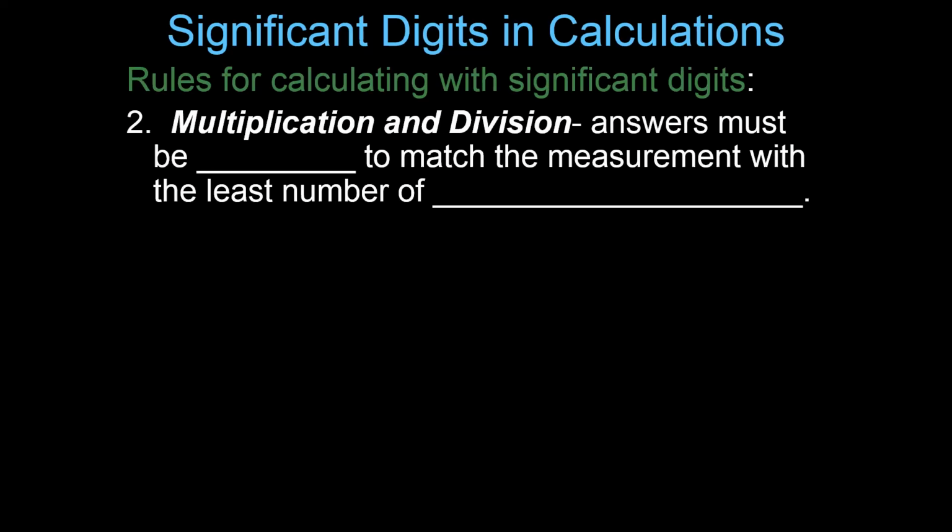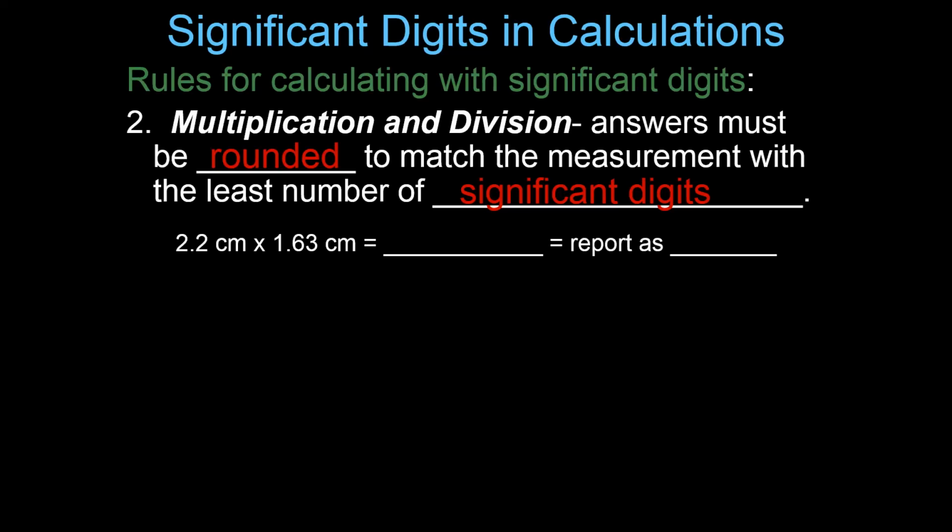Significant digits for multiplication and division. Your answers must be rounded to match the measurement with the least number of significant digits. Notice previously we were talking about decimal places. In addition and subtraction, what matters is how many decimal places a number has. Multiplication and division is about significant digits. So you have to be able to count significant digits to correctly answer a multiplication or division problem in science.